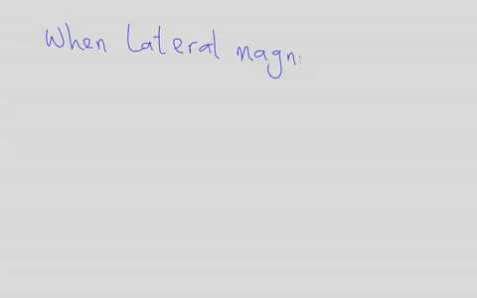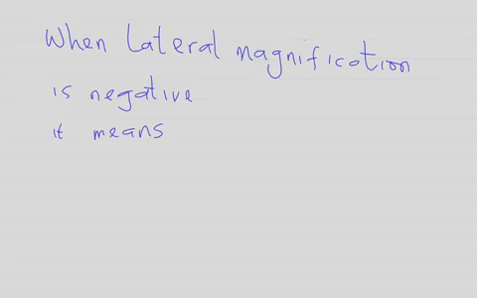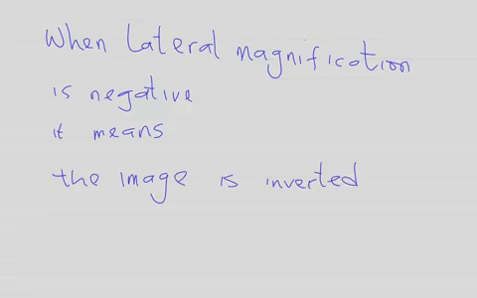Now, when lateral magnification is negative, it means the image is inverted. What that means is that it does not have the same orientation as the object. Take note of that. That means if the object is erect, the image is inverted.